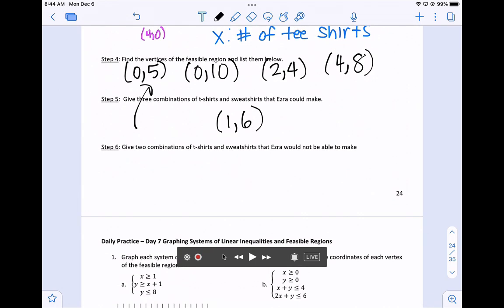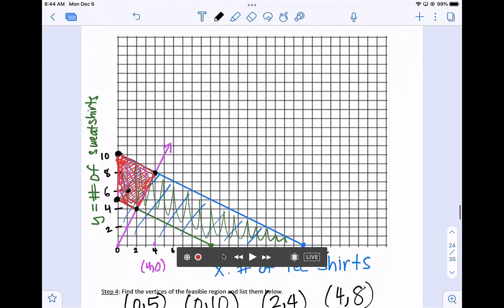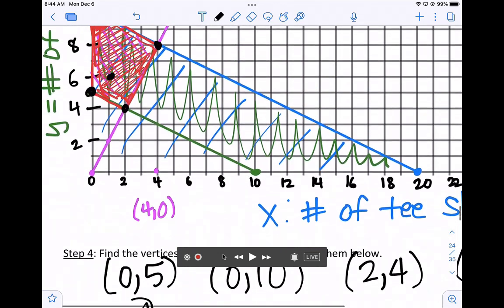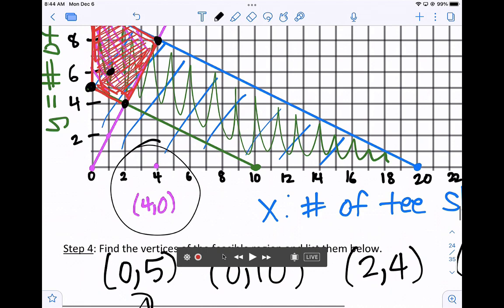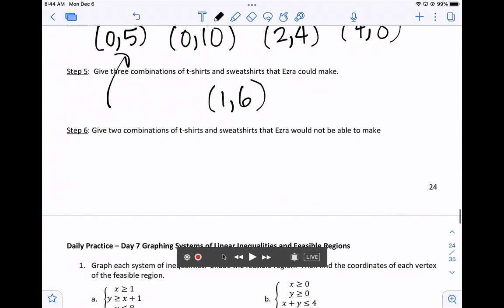Give 2 combinations that he would not be able to make. So anything outside that feasible region, like this example right here, 4, 0, that's outside the feasible region, that would not work. You could pick anything in the double shaded or the no shaded region, and any of these points would not work as well.